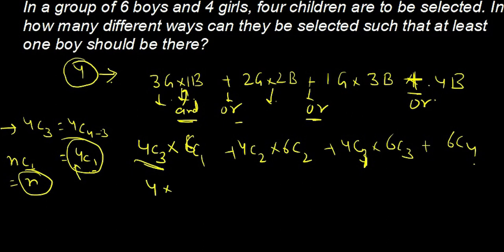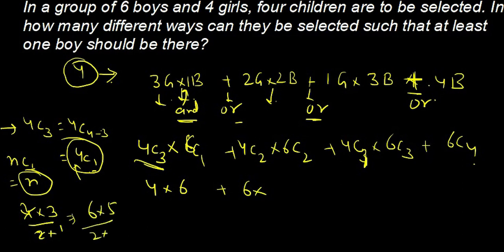6C1 is what? 6. What is 4C2? 4 into 3 divided by 2 into 1. So this is 6. What is 6C2? 6 into 5 divided by 2 into 1. So this is 15. 4C1, so 4C1 is 4. 6C3: 6 into 5 into 4 divided by 3 into 2 into 1. So this is simply 5 4s are 20.